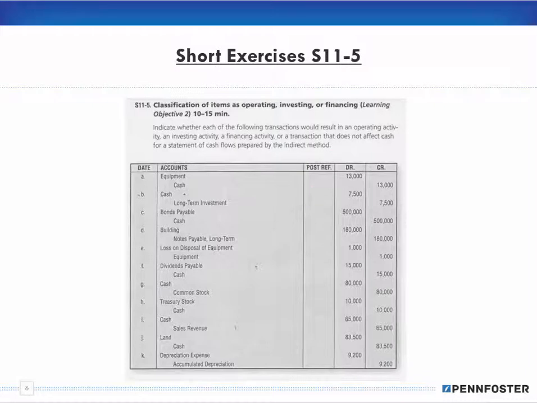All right, so A, we're buying equipment, right? So that would be an investing activity. B, we have a debit to cash and a credit to a long-term investment, right? That would be an investing activity. C is a debit to bonds payable and a credit to cash, right? So that would be a financing activity. D is a debit to building, credit to long-term note payable. There is no effect on this one. You're not affecting cash at all.